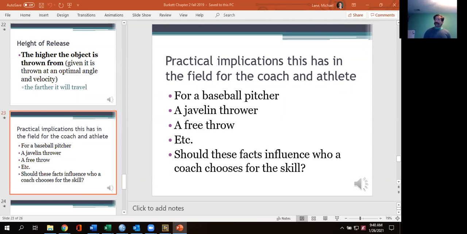Now, for somebody like a free throw shooter, if we think about the trajectory, think about the total angle, what does this help us inform when it comes to coaching a basketball player?